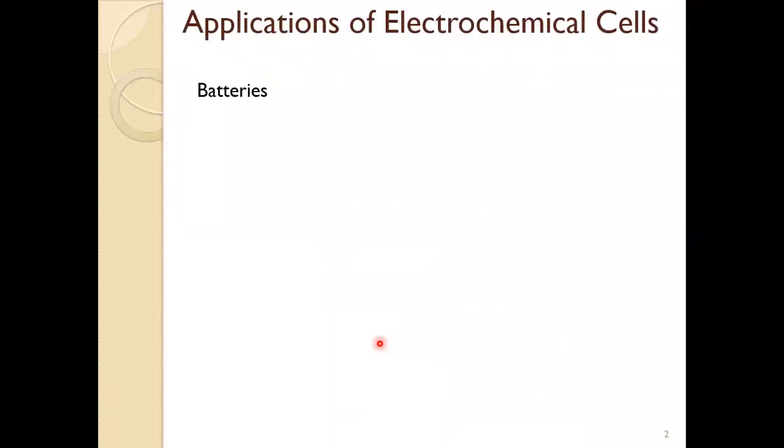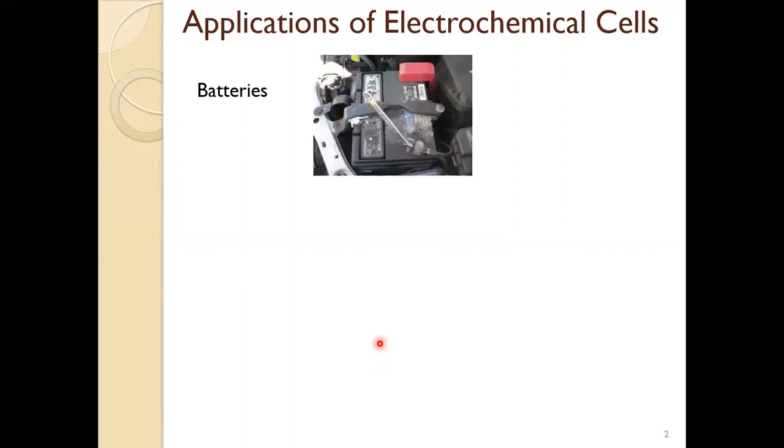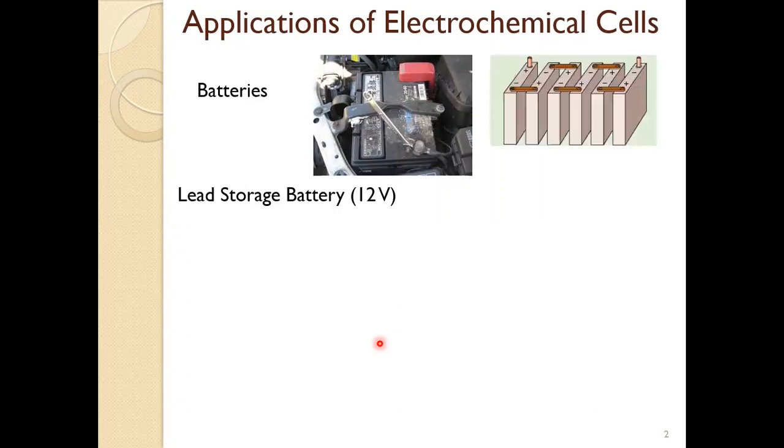So one very important application of these galvanic cells is the formation of batteries. Imagine what our life would be like without these portable sources of electrical energy. So we'll take a look at some details of several batteries that most of us are familiar with. First is the car battery, also known as the lead storage battery. This is a 12-volt battery.